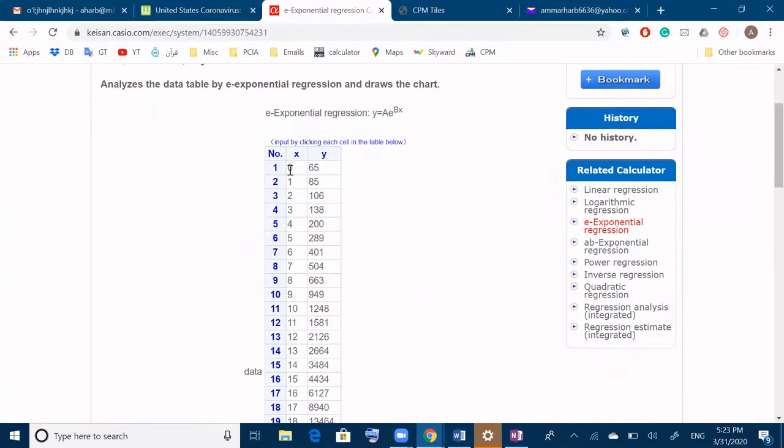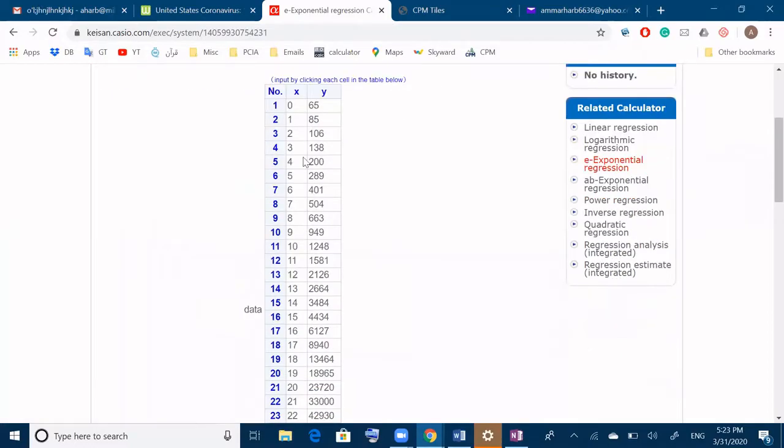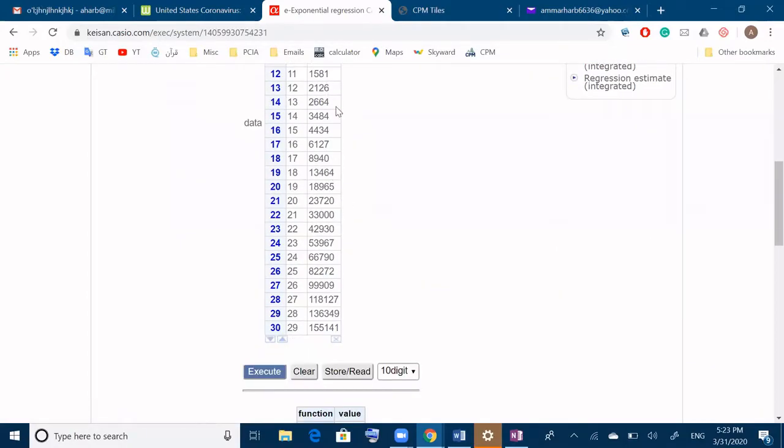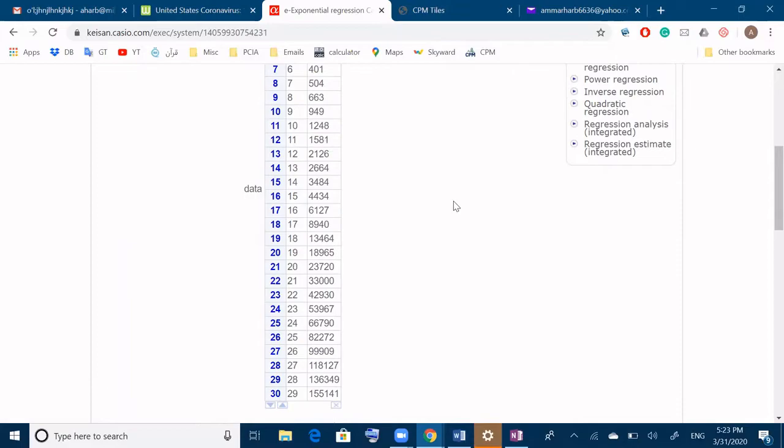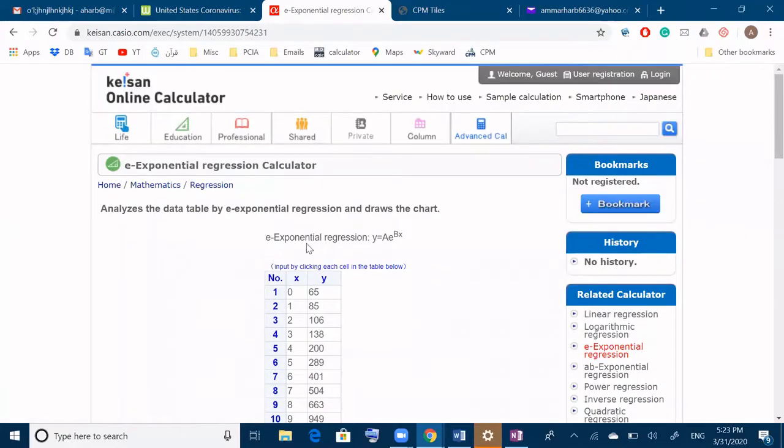So on March 1st, day number 0, we have 65 cases. I entered this data myself. And day number 1, we have that. As you see, I kept going all the way through March. Now I expect that using this data, this website will calculate the value of A and B for us.